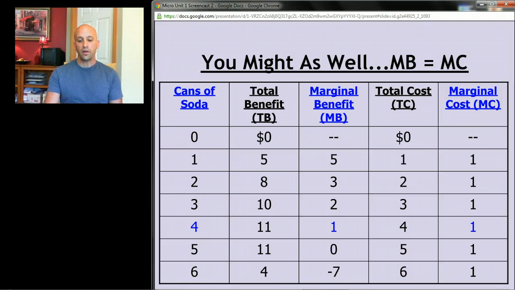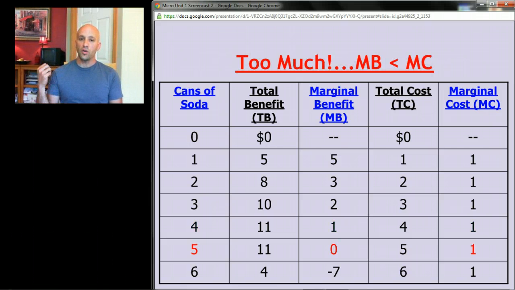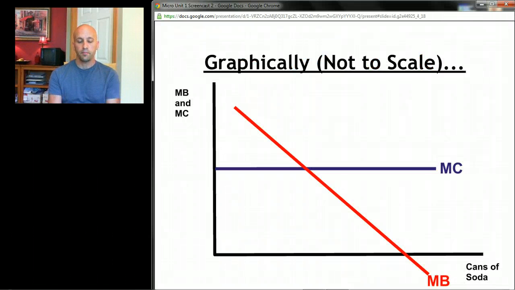Anyway, look at that fifth can of soda. It's bringing you no additional benefit, 0, and it's going to cost you an additional $1 to get. That'd be like me walking up to you and saying, hey, you give me $1 and I'll give you nothing. If you buy that fifth can of soda, you're making a mistake. Same thing true with the sixth can.